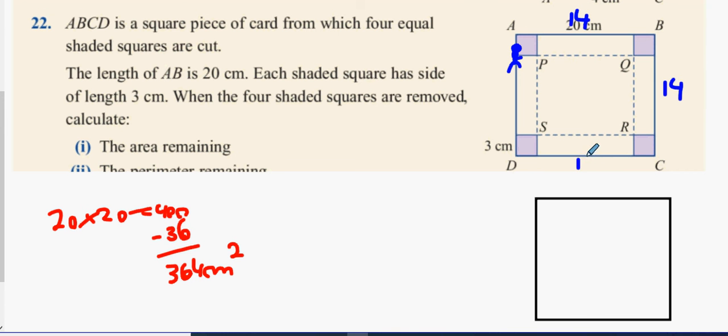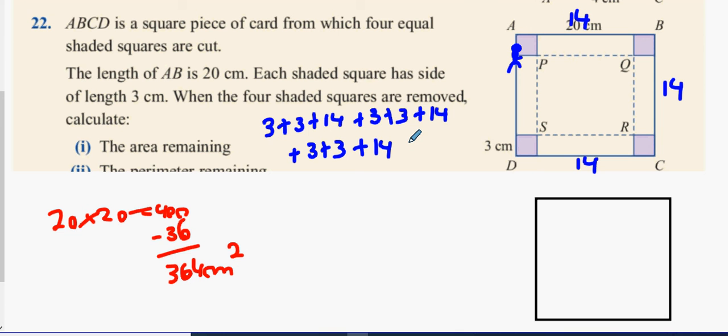Let's try this again, lads. Ready? It's going to be 3 plus 3 plus 14 plus 3 plus 3 plus another 14 plus 3 plus 3 plus another 14 plus 3 plus 3 plus your final 14. And what do you say all that equals? 80. What? 80. 80. Yeah.